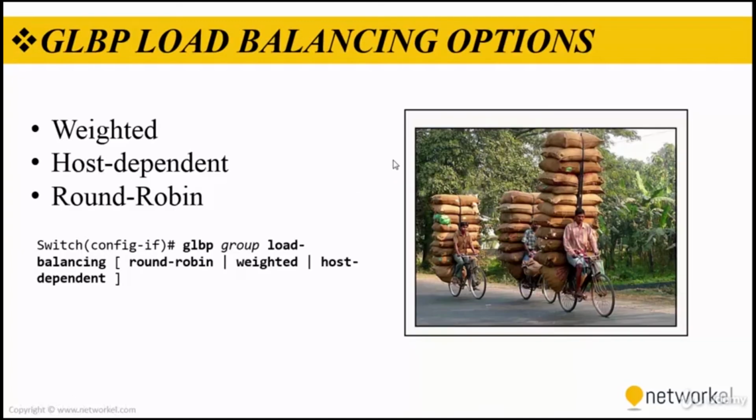We have 3 GLBP load balancing options. They are weighted, host dependent, and round robin. Let's take a look at the weighted first. The load sent to a router varies depending on the weight value advertised by the router in the state. In the host dependent, a host is guaranteed to use the same virtual MAC address as long as the virtual MAC address joins the GLBP group. And in the round robin, a load balancing algorithm, each virtual forwarder responds to incoming ARP requests for a virtual IP address. And please keep in mind that this is the default algorithm.